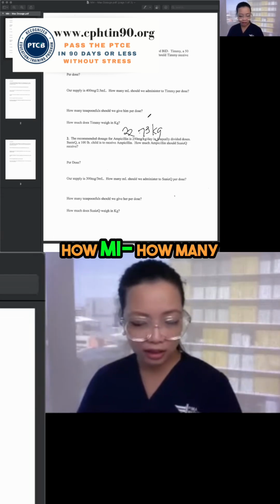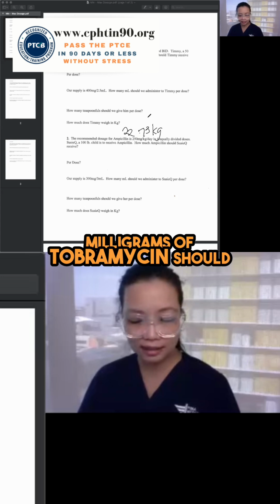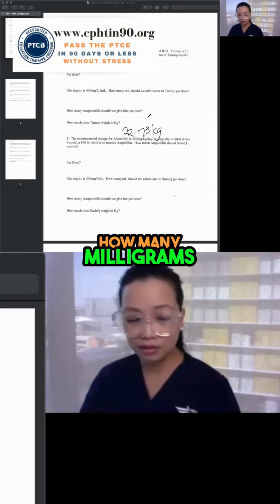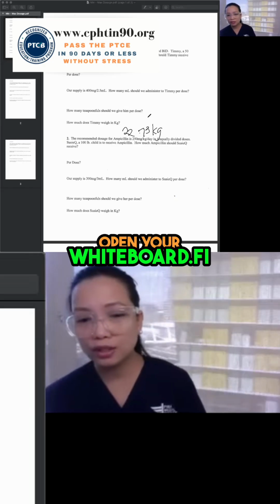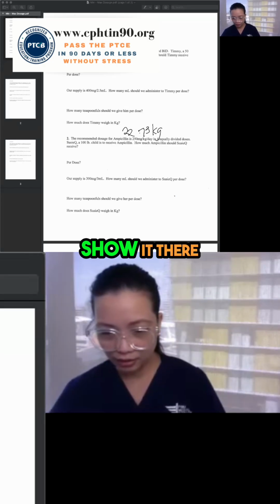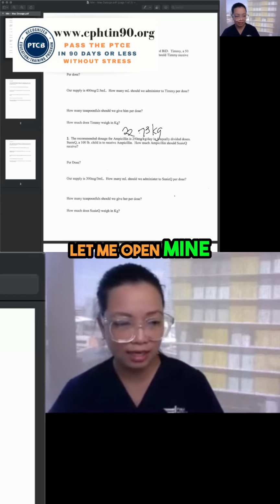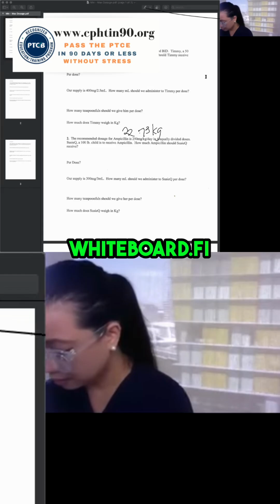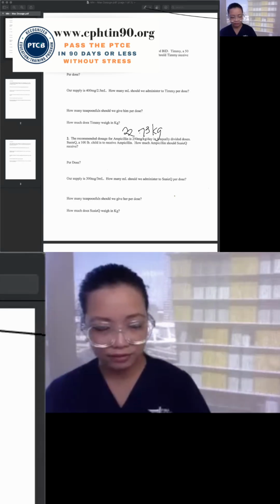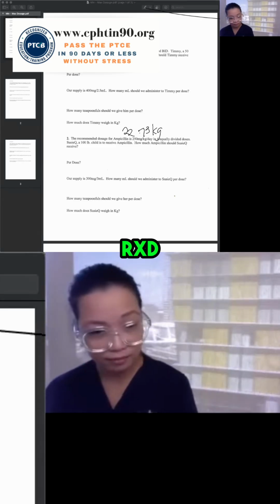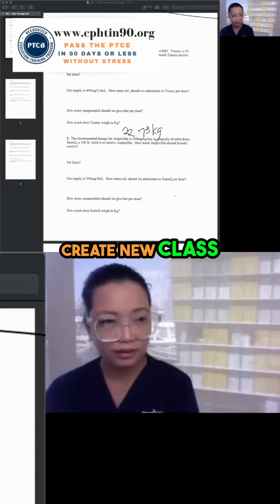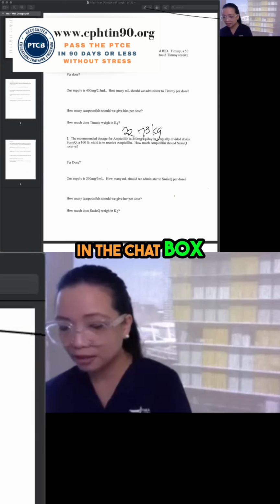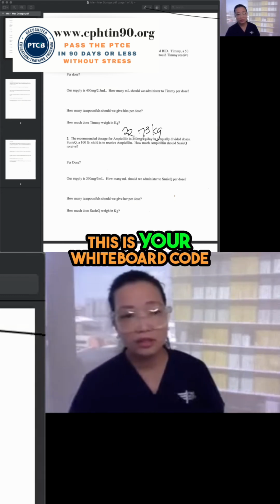How many milligrams of tobramycin should Timmy receive per day? What do you think? Open your whiteboard.py because it's easier to show it there. Let me open mine so you can join. New window, whiteboard.py, new. So that you can show your work. Create new class. I'll put the code in the chat box. This is your whiteboard code.